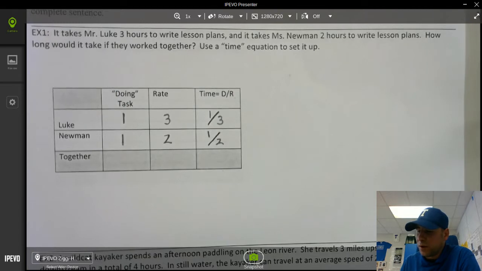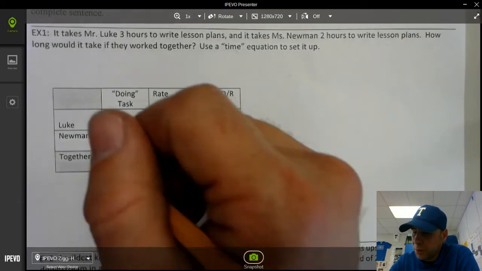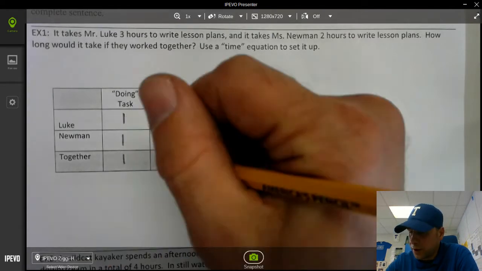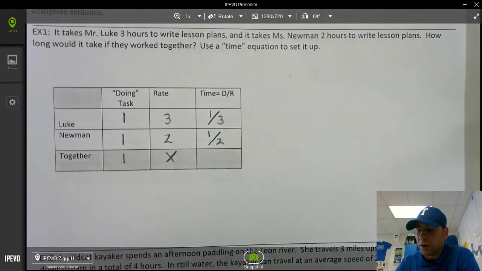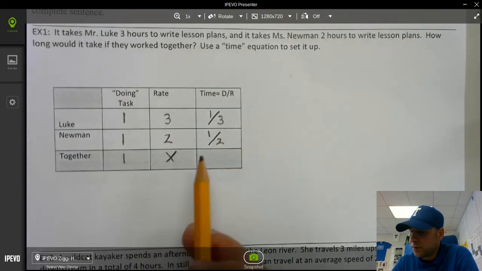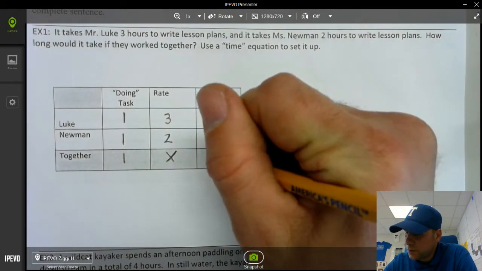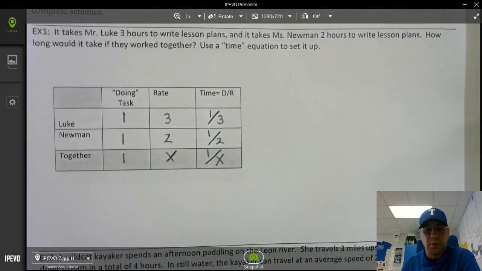All right, so now that you've tried that, let's see what you got. Now together, I'm hoping you put 1 because it's still 1 task. Now here, the rate, we don't know the rate for how long it's going to take together. And when you don't know something, you use a variable. In this case, let's just use x. So x is how long it takes with us working together. Now in this case, the time is one task in x hours. We don't know how many hours.